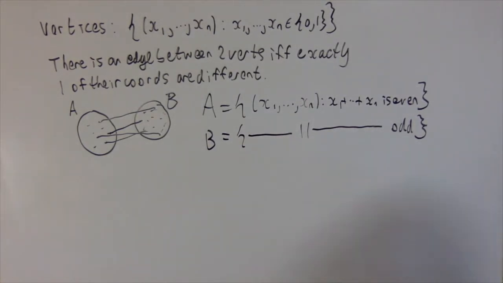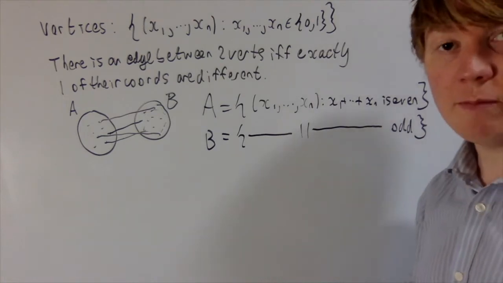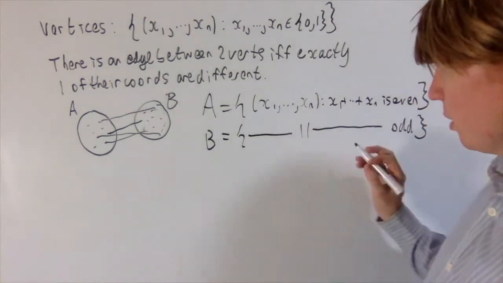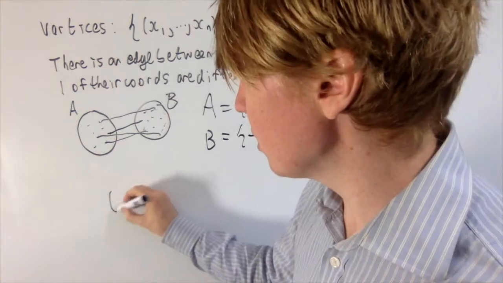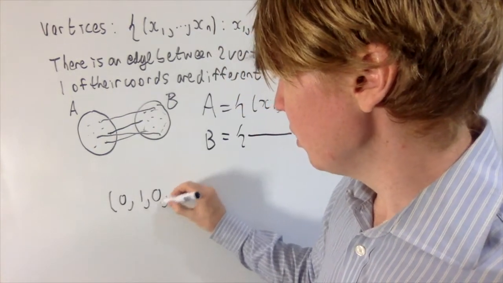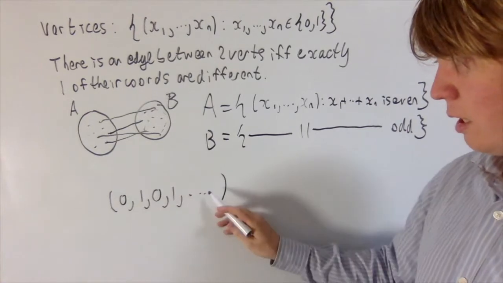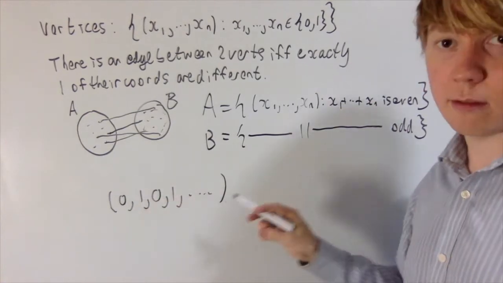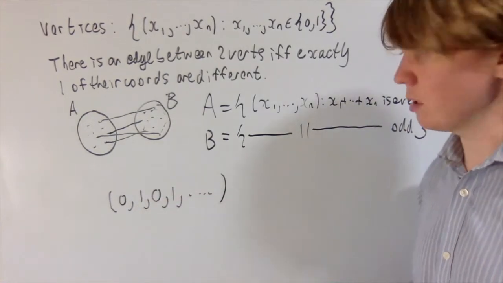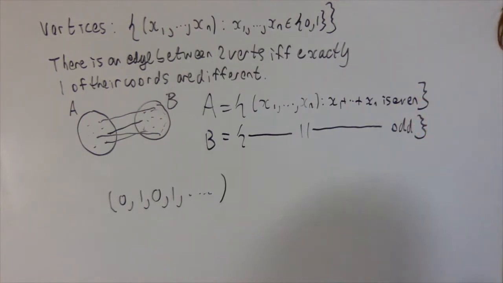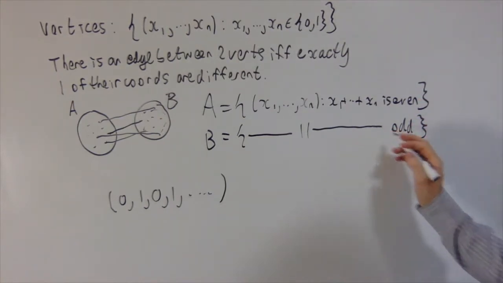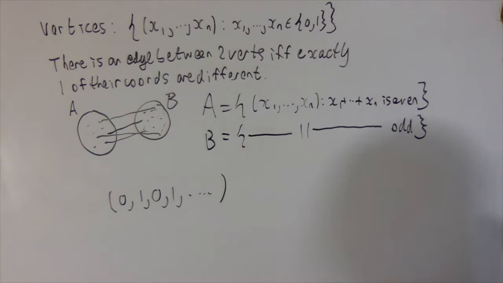So if you were to try this for the infinite dimensional case, so for an infinite dimensional hypercube graph, it's possible that this sum could be infinite. So for example, you might have a vertex like this, where it just goes 0, 1, 0, 1. The sum of all these values would be infinity, so that's not clear whether that's odd or even. So unfortunately, we'll need a different argument to show that the infinite dimensional hypercube graph is bipartite.